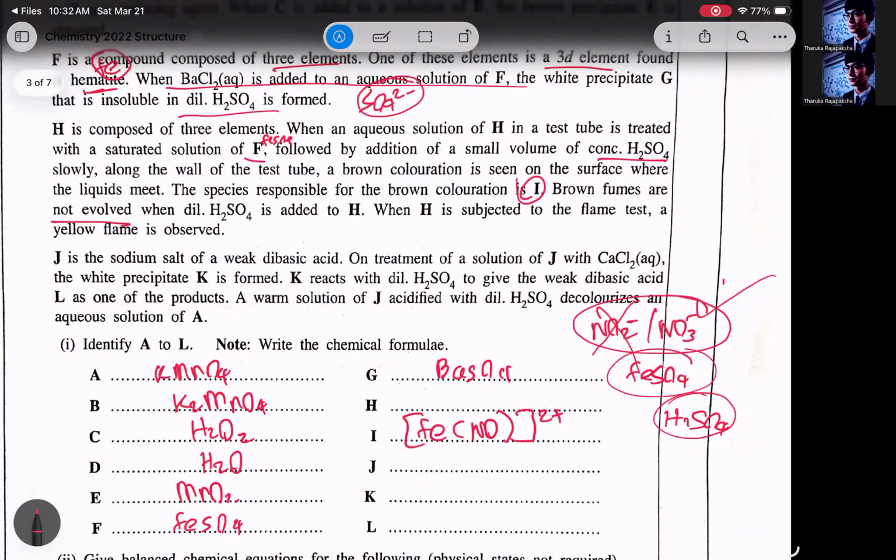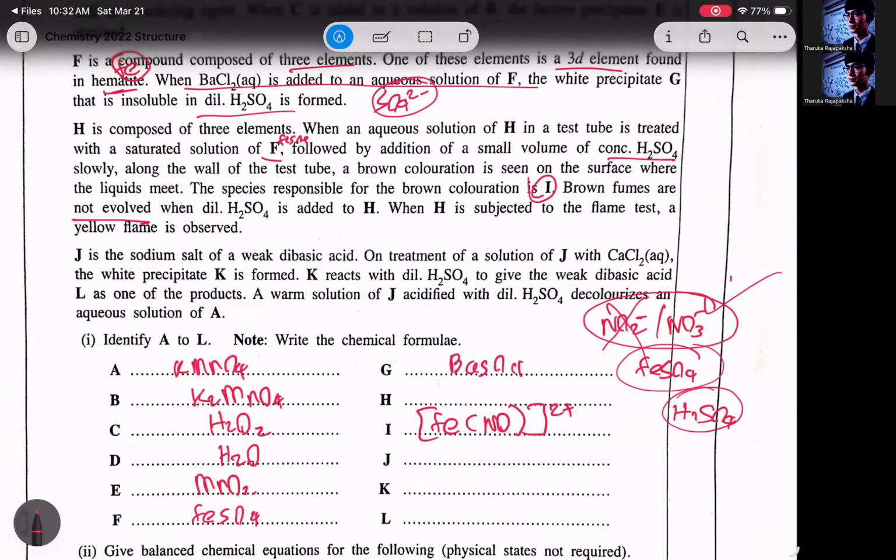So H is going to be composed of three elements. So H contains NO3-. When it's subjected to flame test, a yellow coloration is observed. So it's going to be sodium nitrate, NaNO3, right? It's going to be NaNO3, right? Then the next one, J.